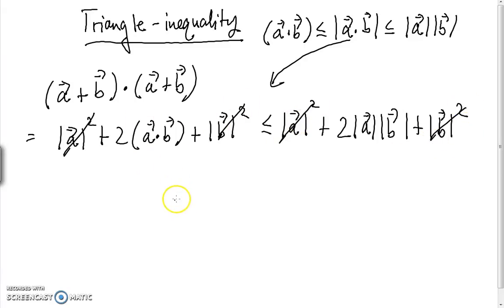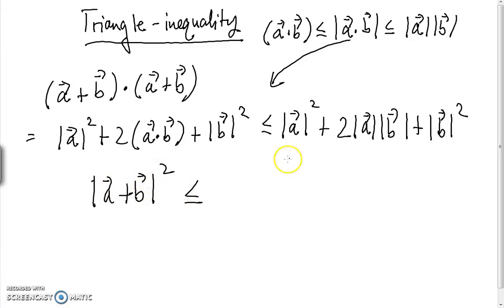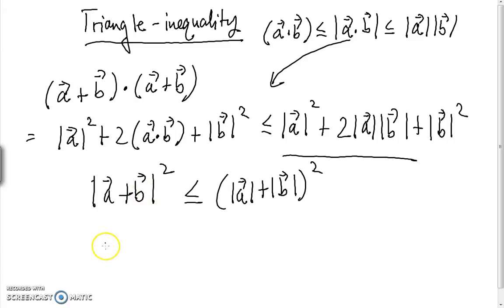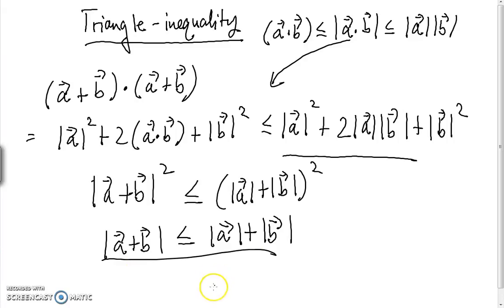Now we can just cancel some stuff. Oh, whoops. We shouldn't cancel anything. My mistake. We get that the magnitude of a plus b squared is less than or equal to, well, this stuff here is really just the magnitude of a plus b squared. So square rooting both sides, we get the magnitude of a plus b is less than or equal to the magnitude of a plus the magnitude of b. And there's another inequality called the reverse triangle inequality, which looks like this, which you can prove very similarly.